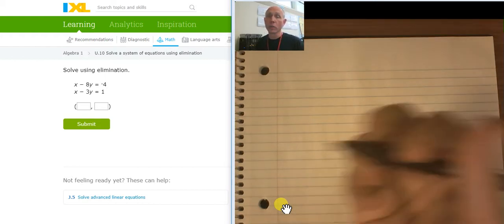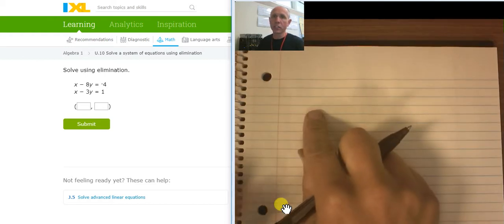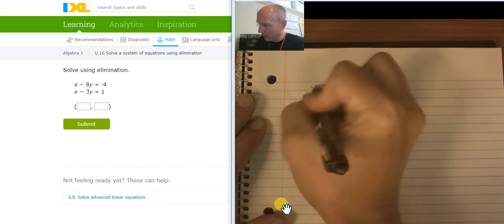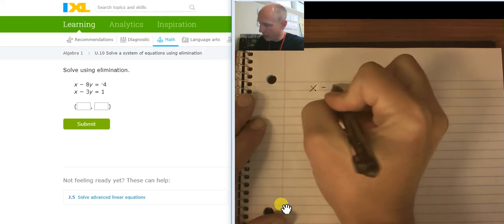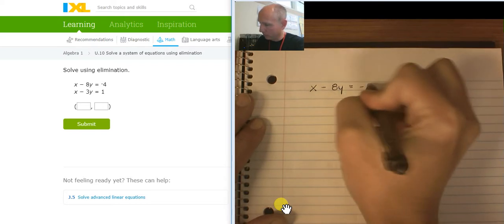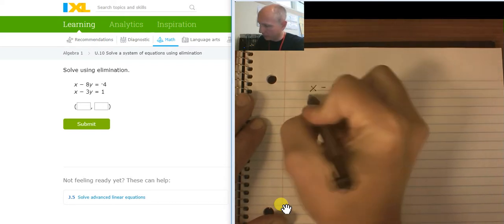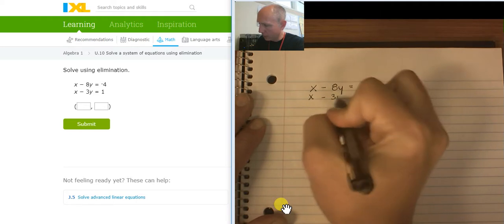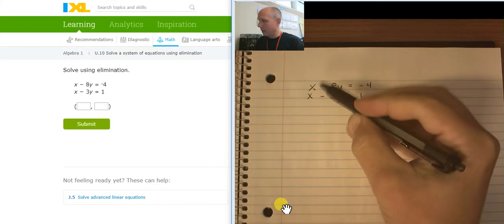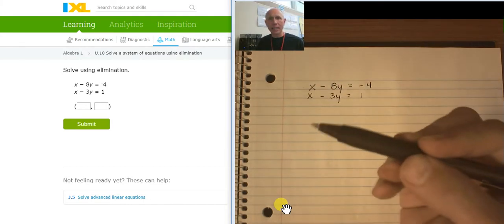I would encourage you to work in pencil. I'm gonna work in pen just because I think it's gonna show up better on the screen. So here's the original problem. I have x minus 8y equals negative 4, and x minus 3y equals 1. The x's are so close to canceling out, but they're not going to.